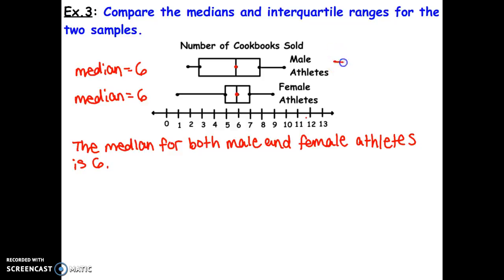Okay, when we talk about the interquartile range for both, the Q3 is right here, which is 8. The Q1 is 3. So the IQR is 5 for the male athletes. For the female athletes, the Q3 is 7 and the Q1 is 5. So its IQR is 2.